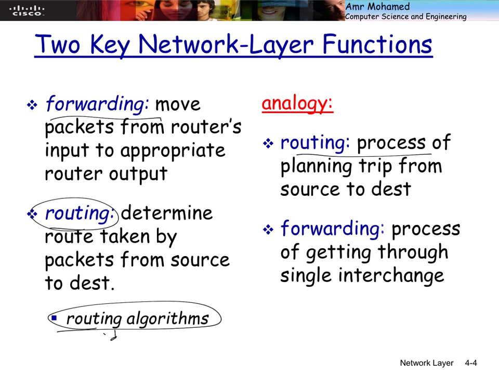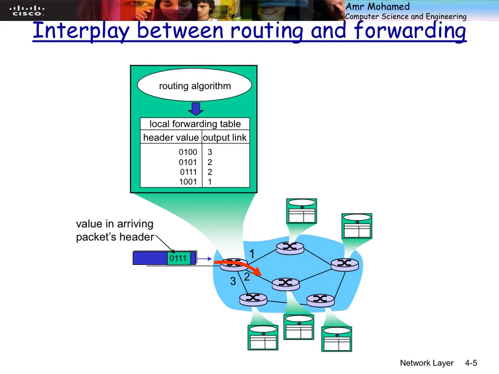You process that using your brain if you have some idea about the city. You visualize the map of the city inside your head, and then you say, okay, I have to go this way and this way and this way. So your brain replaces the routing algorithm. Or sometimes you use Google Maps, in which case Google Maps will do that for you. This is again the difference between routing and forwarding.